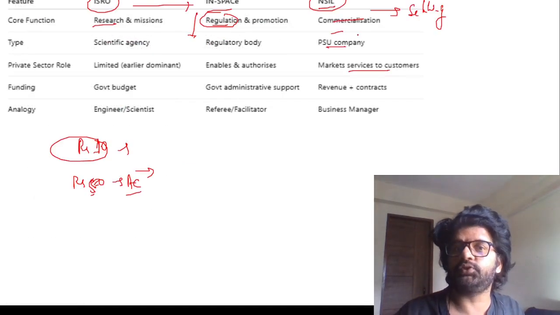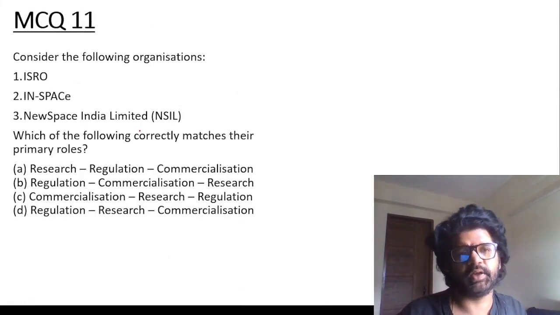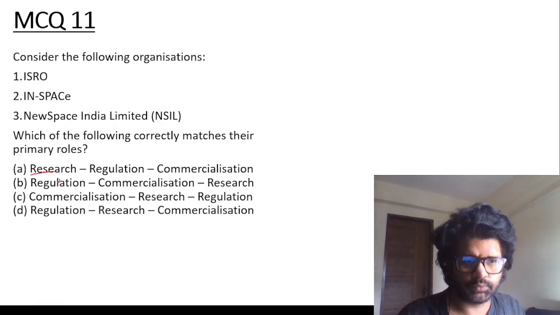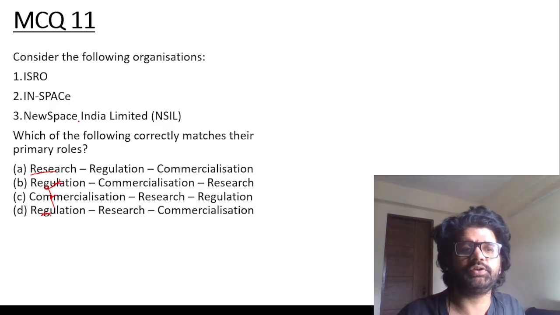Do remember the difference between ISRO, InSpace, and NSIL, guys. So you see ISRO, InSpace, and NSIL. What is their primary role? ISRO research. Oh, you got the answer. ISRO research, InSpace regulation of private sector, and NSIL commercialization. So A is the answer.